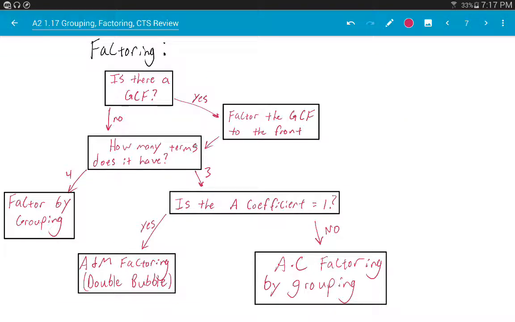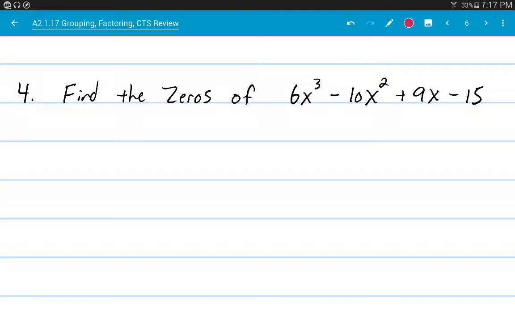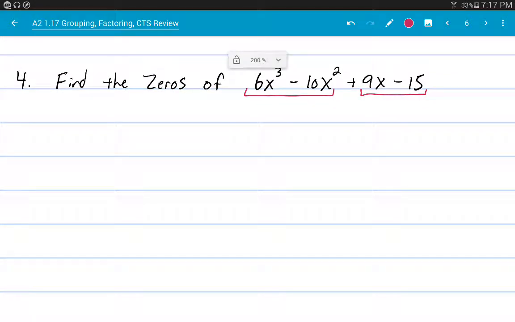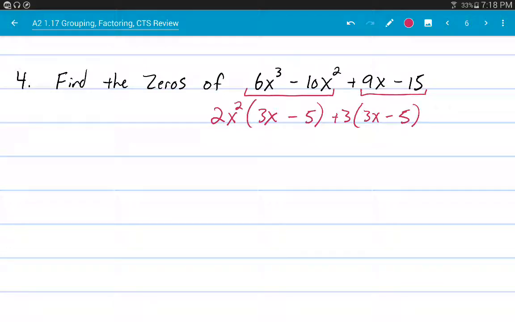So now how many terms does it have? Well, it's got 4. So I guess I'm going to do factor by grouping. So I'm going to group the first two and group the second two. I'm going to pull out a GCF from each group. 6 and 10 are both divisible by 2. X cubed and x squared are both divisible by x squared, leaving me with 3x minus 5. On the right hand side, I can divide both of these by 3, leaving me with 3x minus 5.